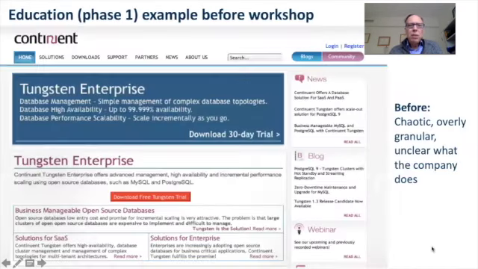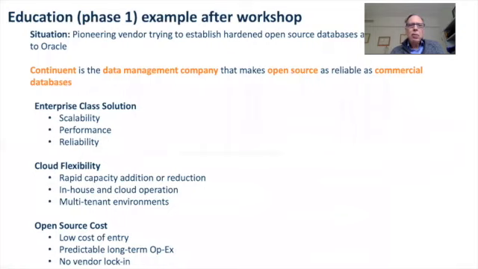For example, this is a client I worked with called Continuant, and prior to our work together, the messaging was fairly unclear and it was somewhat difficult to even understand what the company did or that this was a company versus, say, an open source project. It turns out, though, that what the company was trying to do was establish essentially a new category. What they did, while technically very difficult, was conceptually simple. They hardened open source databases as an alternative to databases like Oracle in large deployments.